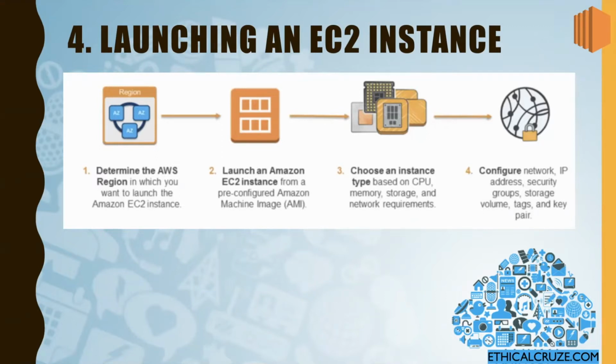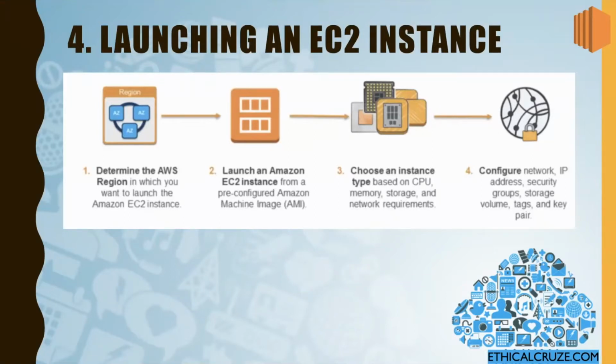Okay, then after deciding which AWS region you want, you can select from a pre-configured Amazon Machine Image, AMI. You can also create or purchase your own AMI, or you can use a predefined pre-configured Amazon Machine Image. Since we are using a free tier account as a part of this series, we will be using a freely provided AMI from Amazon, which we'll use to launch an Amazon EC2 instance.